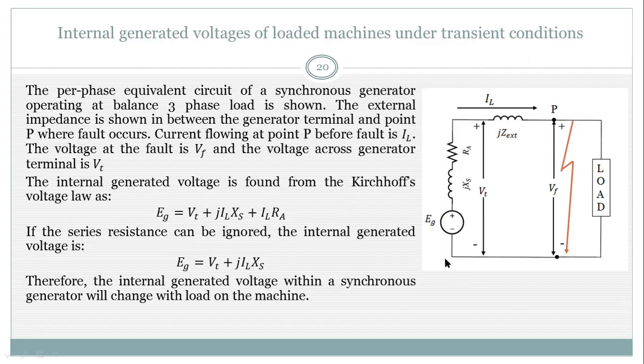And if we want to calculate the internal voltage of the generator, we have to add the internal drop to this terminal voltage of the generator. Internal drop means the drop across the synchronous reactance and the drop across the armature resistance, Ra and Xs. So if we neglect the armature resistance, if it is a negligible value, then our equation finally should be terminal voltage plus internal drop.